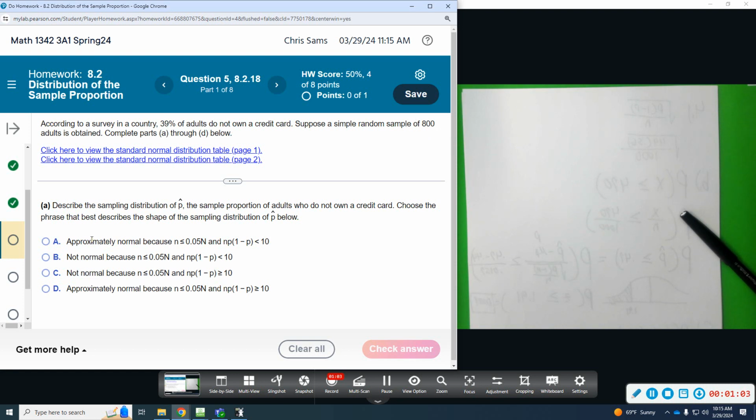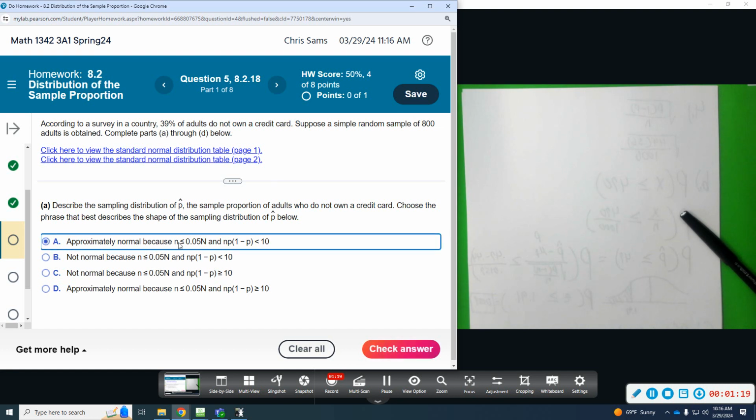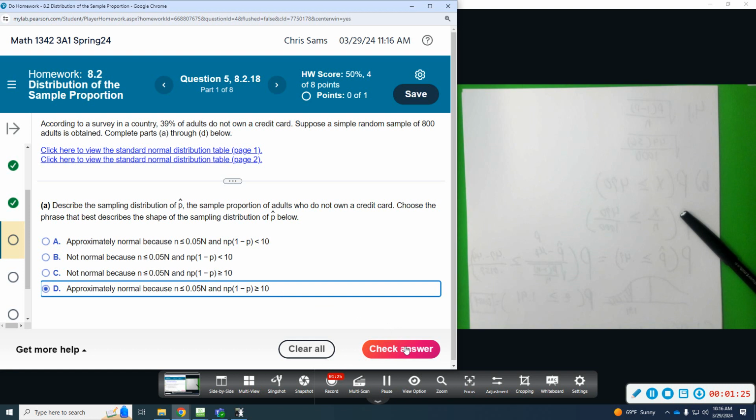So if we were to check the approximate normal criteria, we can plug in some really big number. We would see that both of these would fit. So we're going to say approximately normal because the sample size is small enough, and this, nope, that's less than 10. We want to say D, that would be greater than 10.